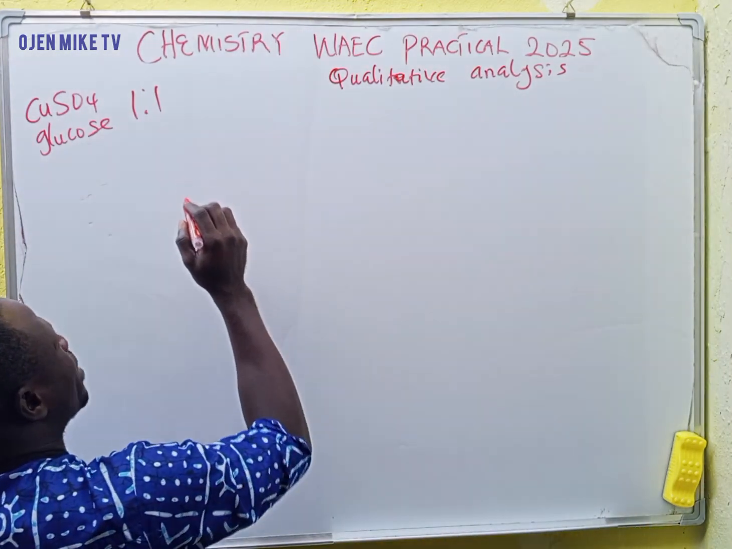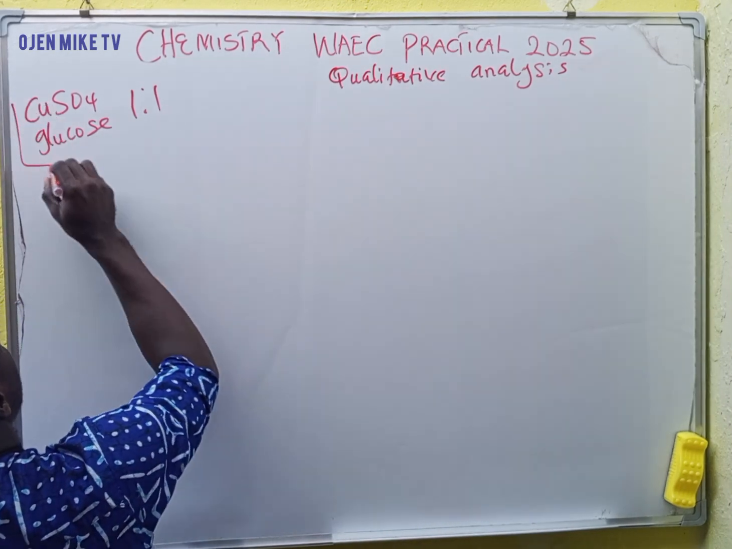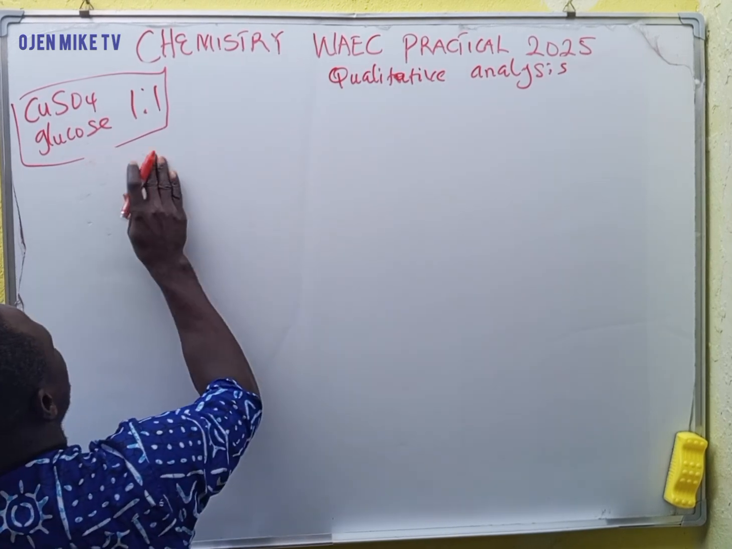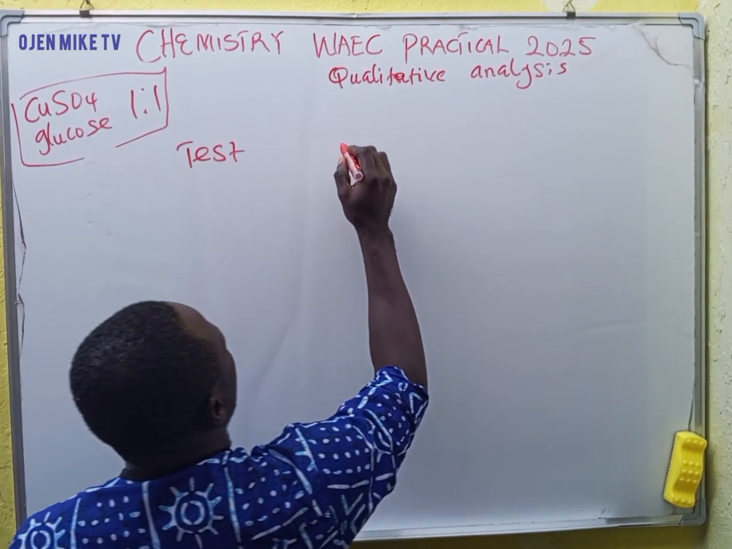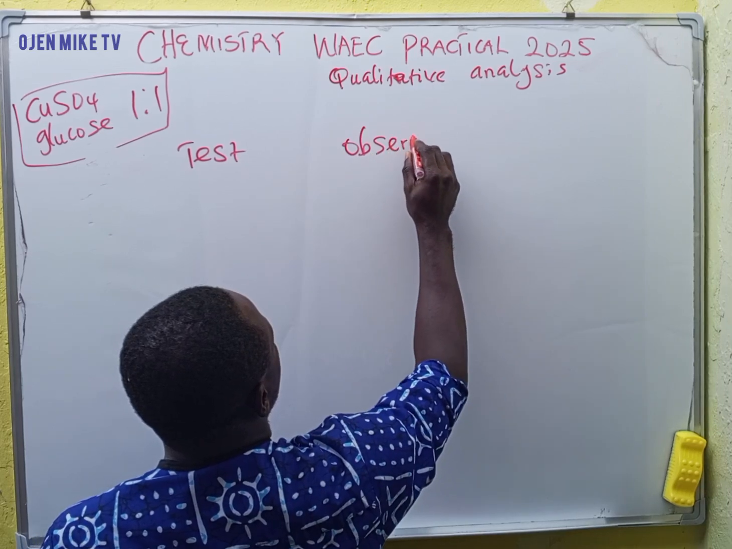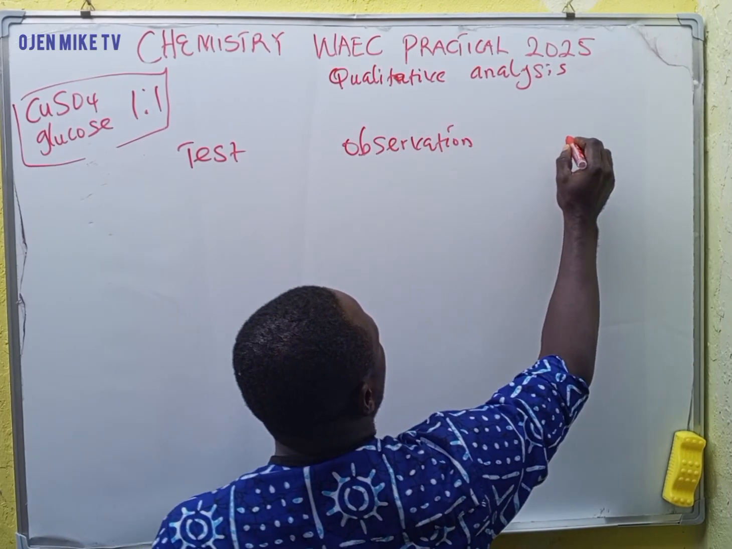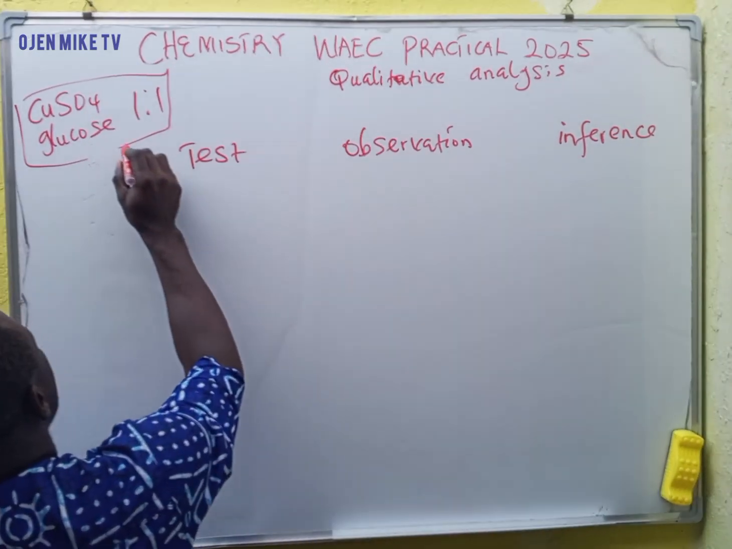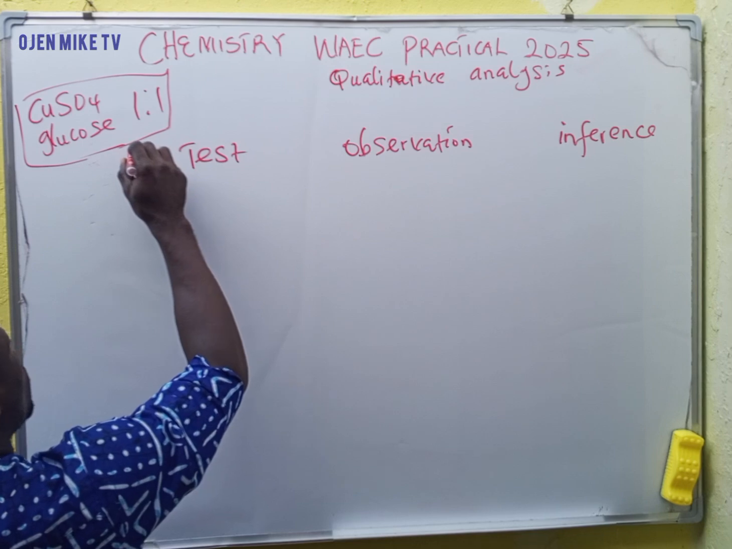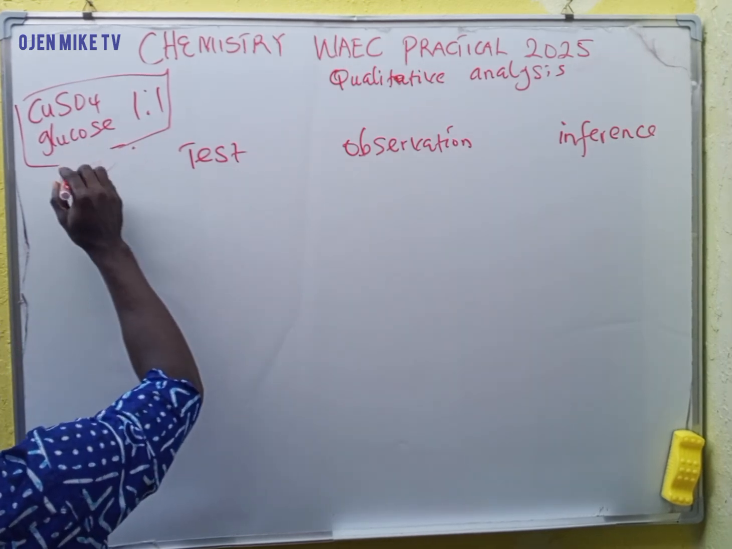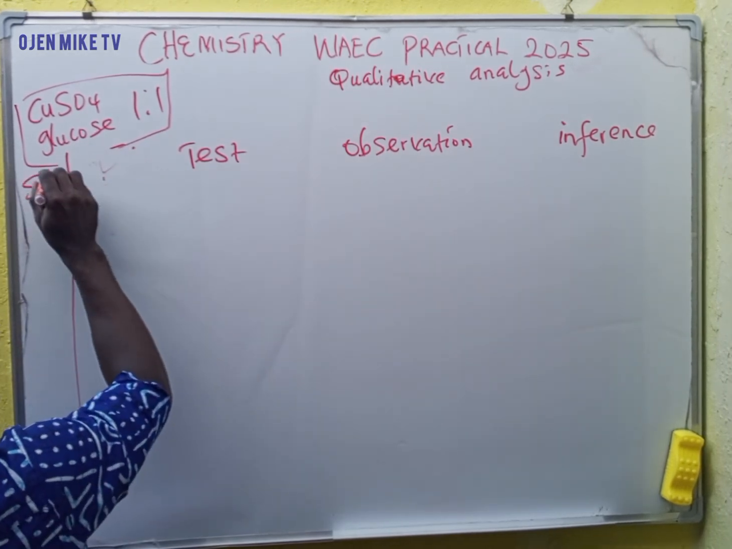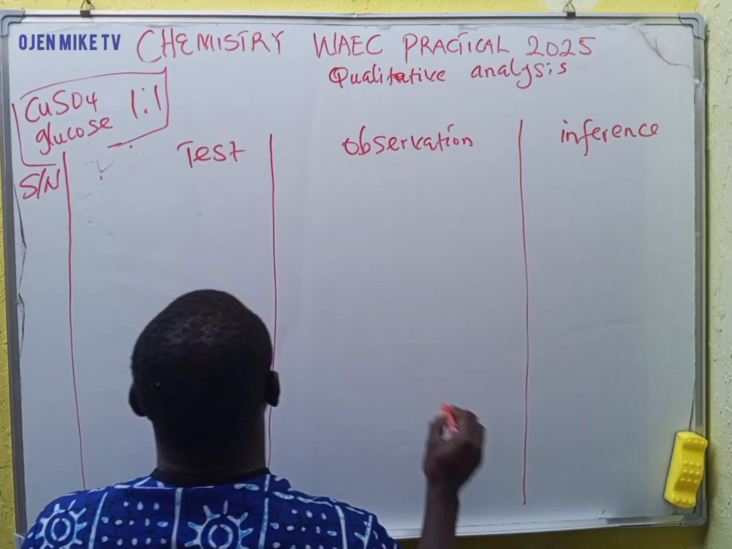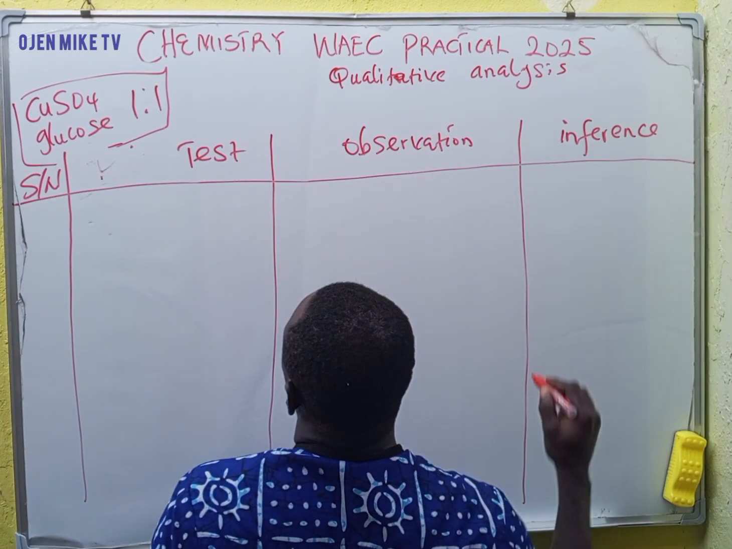So now, how do you report your practical in WAEC? We have a format, and that format is: we have test, we have observation, and we have what we call inference. So here we are going to draw our line. Here we have serial number.